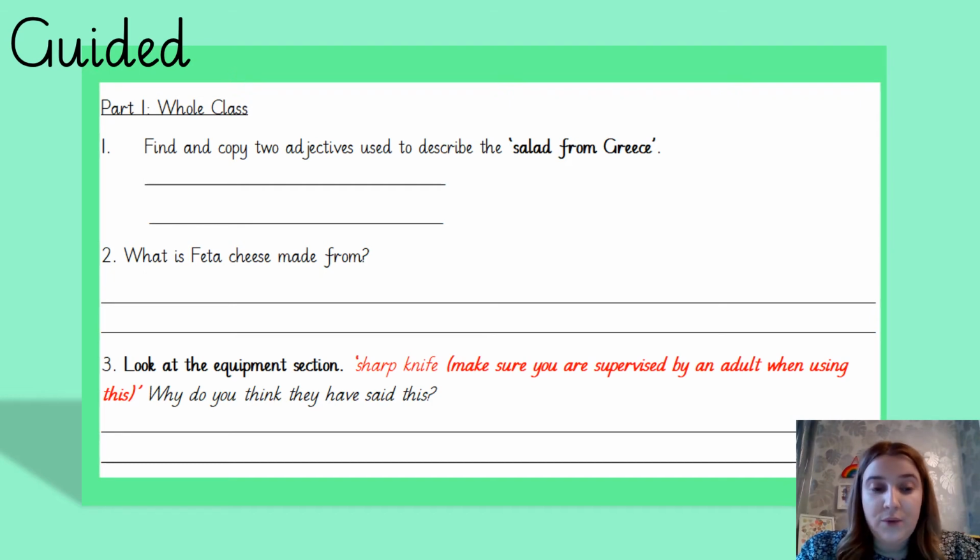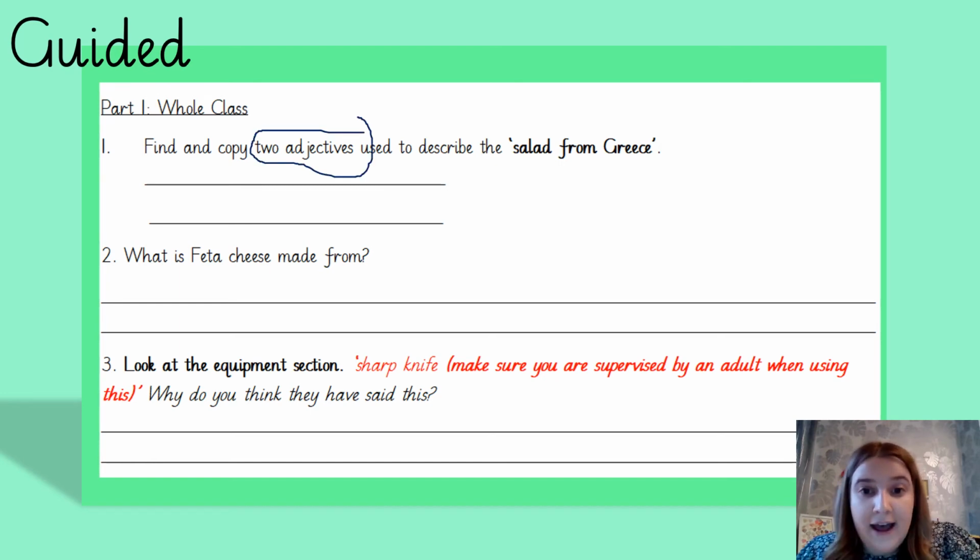I want us to go through the first 3 questions together. I'm going to read the first 3 questions now, and then I'm going to go through them. Number 1 says, find and copy 2 adjectives used to describe the salad from Greece. Number 2 says, what is feta cheese made from? And number 3 says, look at the equipment section, and then it gives us this. Sharp knife, make sure you are supervised by an adult when using this. Why do you think they've said this? Now, we had a little chat about that a minute ago, but let's go through the first 3 questions.